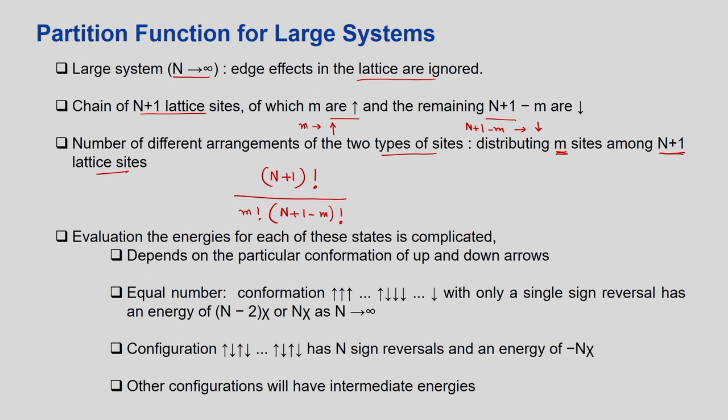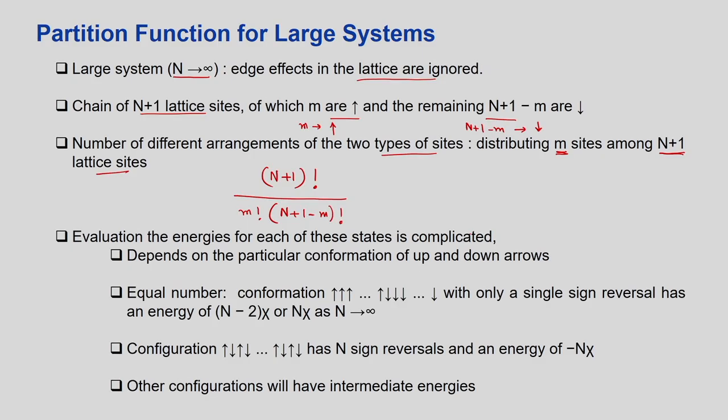Fine. So, now we have come up to a lattice of n plus 1 points. We went from 2, then 4, then 5, finally we came to n plus 1. What I am saying is, it is the number of possible ways where I can orient a certain number m in the upward direction and the remaining in the downward direction. So, this is the number of ways I am getting.